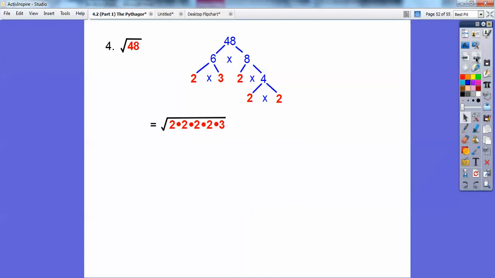Okay, so there's 48. All right, and then 2 2's on the inside. These two 2's brings this 2 out. These two 2's brings this 2 out, okay, and this 3 stays inside. It's all by itself, left inside right there. Okay, and then go ahead and multiply these, you guys. You're going to get 4 root 3 right there, so that would be your answer, 4 root 3.